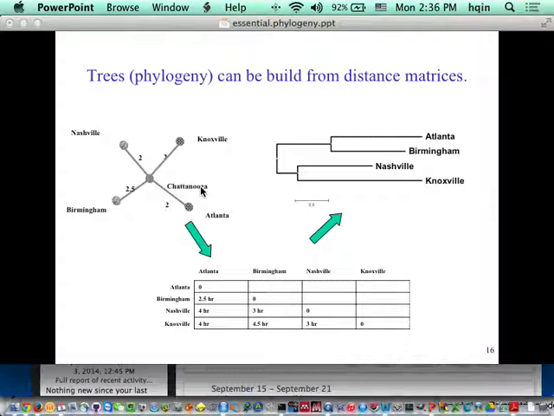Does Atlanta have to stay number one? Doesn't have to be. You can put Atlanta last, second, or third. Actually, it really doesn't matter, because all that matters is that Atlanta will be on the tree.